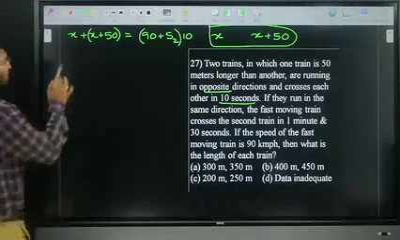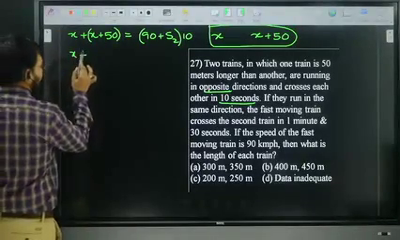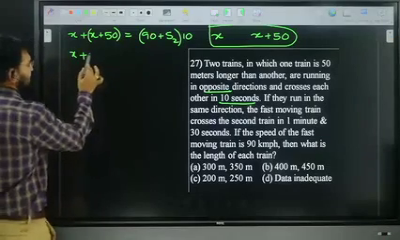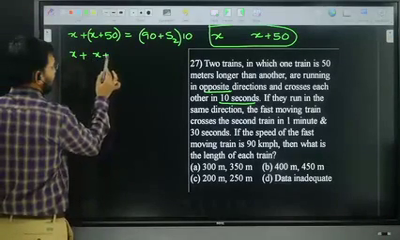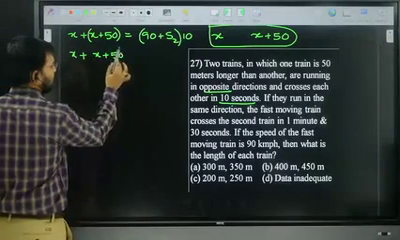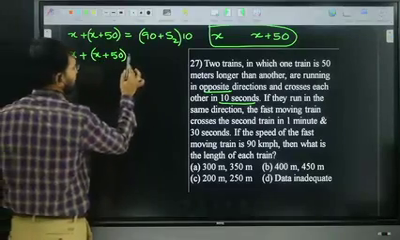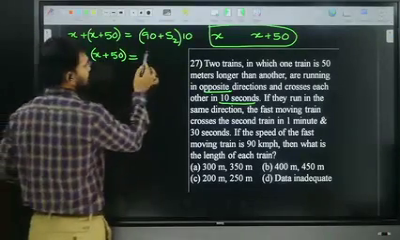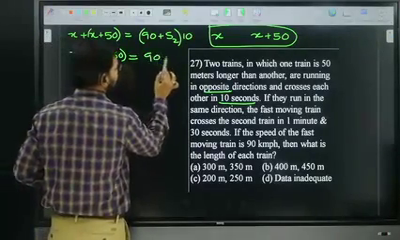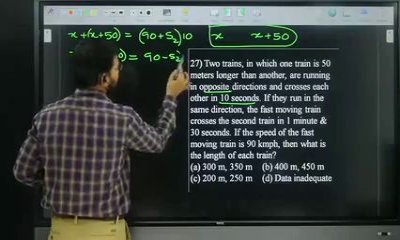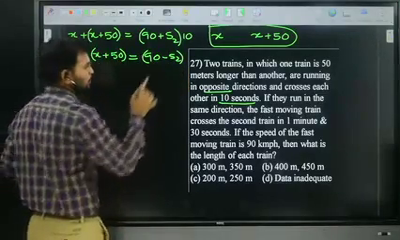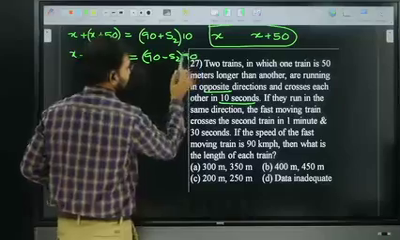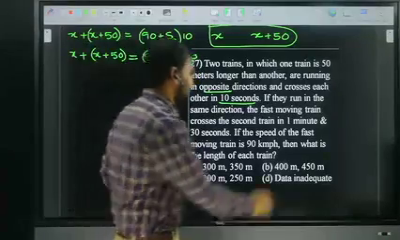If you go for the second equation, it is the same. The distance is length of train 1 plus length of train 2, is equal to, same direction, so 90 minus S2, into 90 seconds. 1 minute 30 seconds.